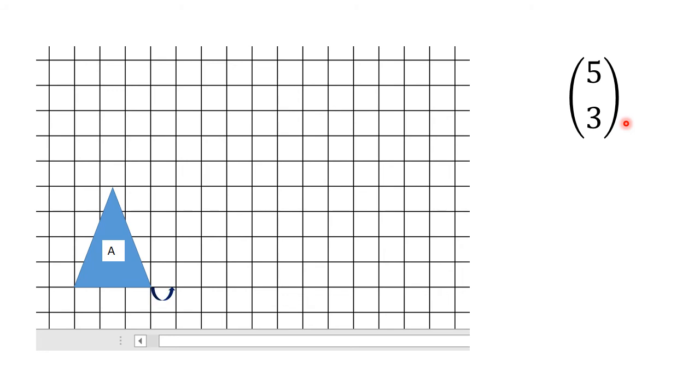How does it go? We move 5 steps, so I already have 1 here. So 2, 3, 4, 5, followed by 1, 2, 3.